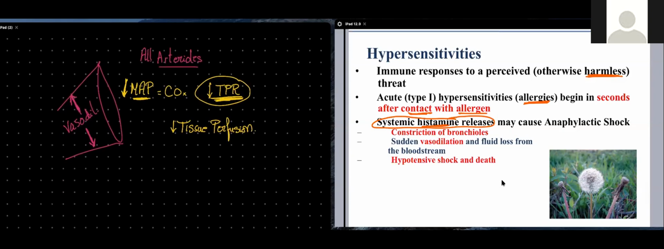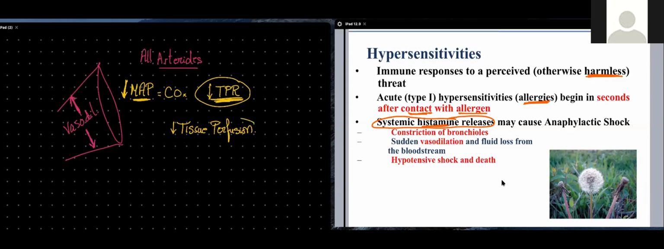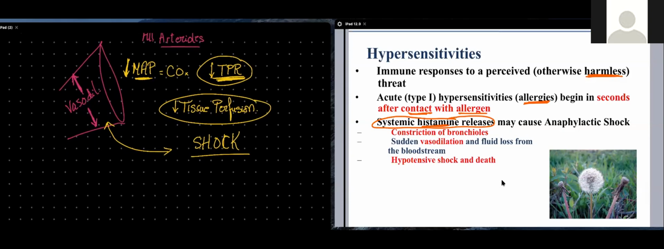And if I have a reduction in the tissue perfusion, this is what we call a shock. It's a type of vascular shock, if you remember back from the vascular system. We call this type of vascular shock anaphylactic shock.